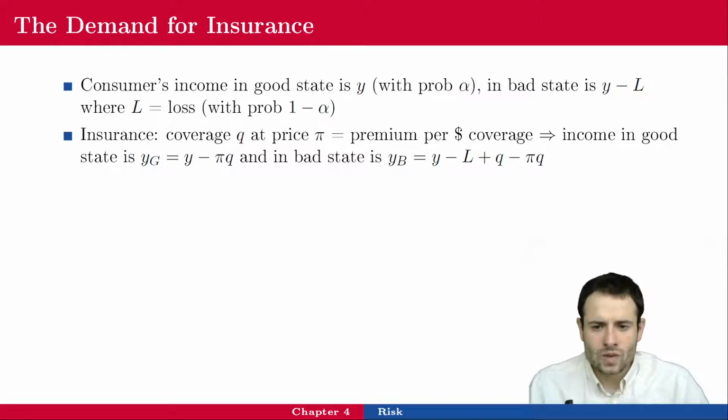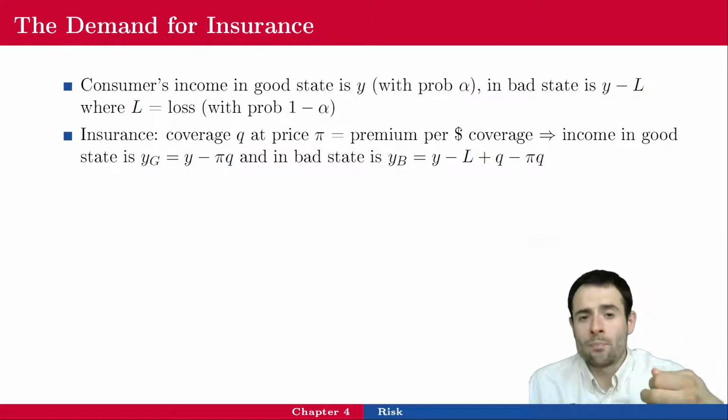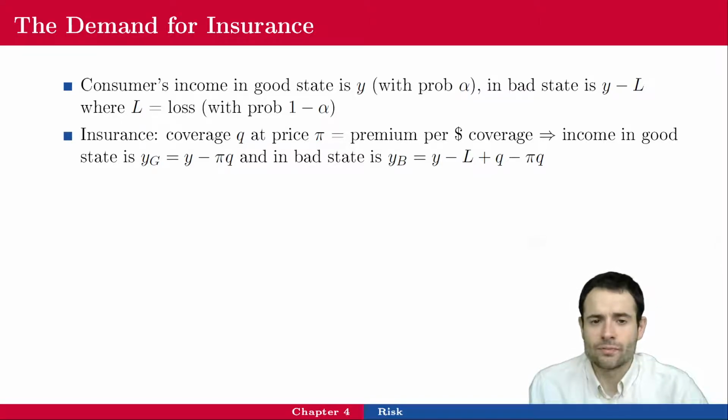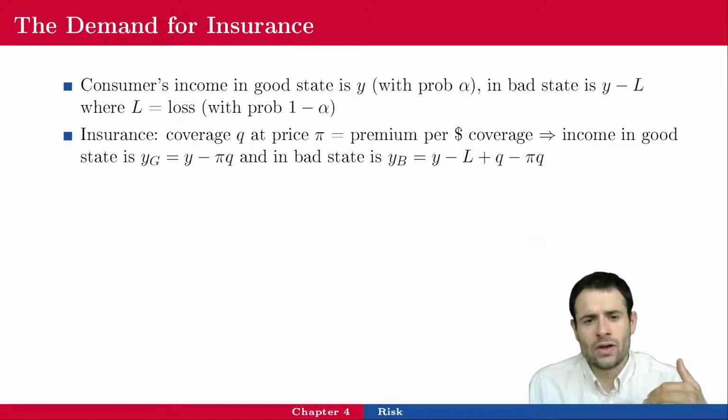Now, the insurance company here is going to propose a basic contract. The coverage is going to be called Q. The coverage represents the amount of money that the insurance is going to cover or pay you back in the case of a loss. And the premium that you're going to have to pay for Q dollars is going to be equal to pi dollars per dollar of coverage. So for each dollar that you want the company to give you back in the case of a bad event, you will have to pay an amount pi at the beginning of the year.